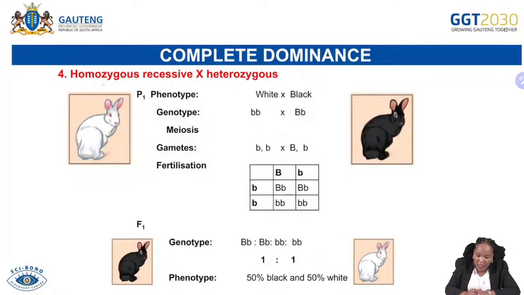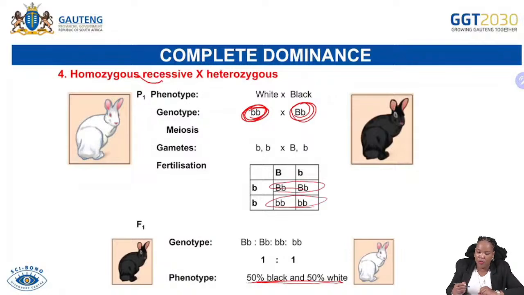Then another situation that can occur in complete dominance is homozygous recessive. Here, homozygous, same, recessive. When you cross it with the heterozygous, the offspring are going to be 50-50. 50% are going to be black, 50% are going to be white. That is how you compare.